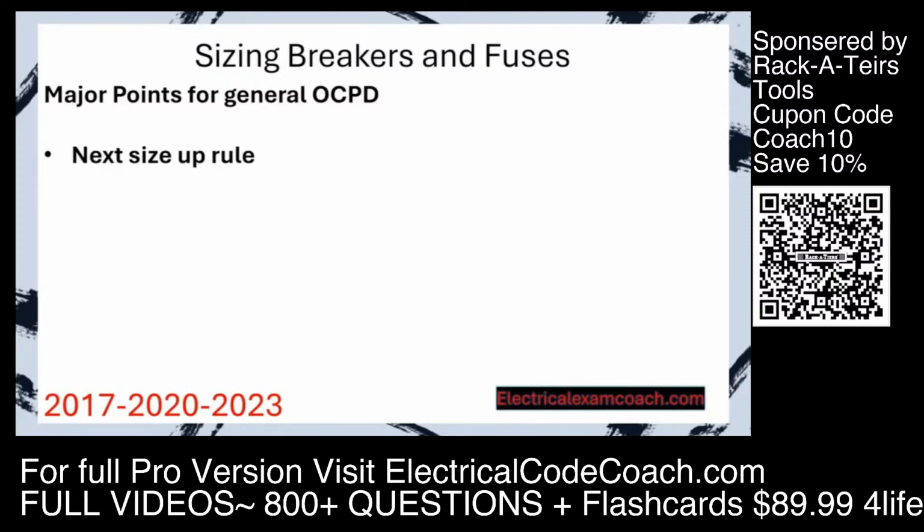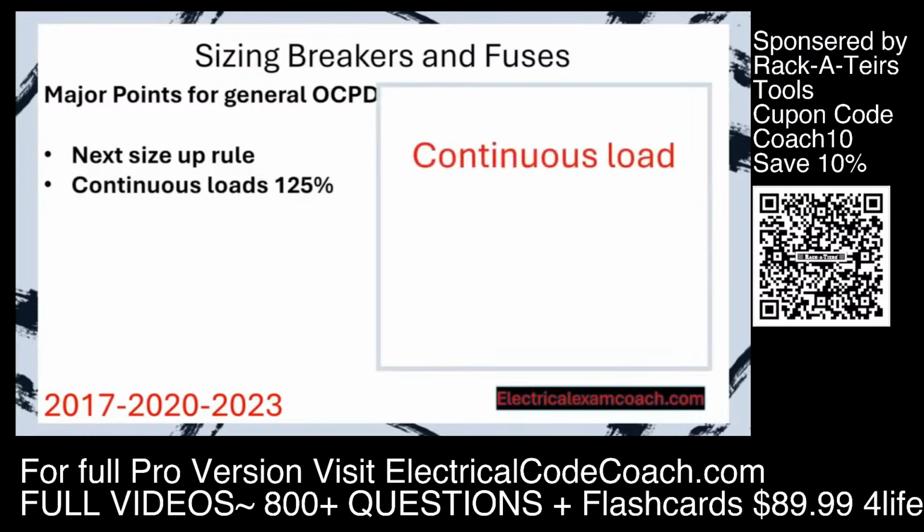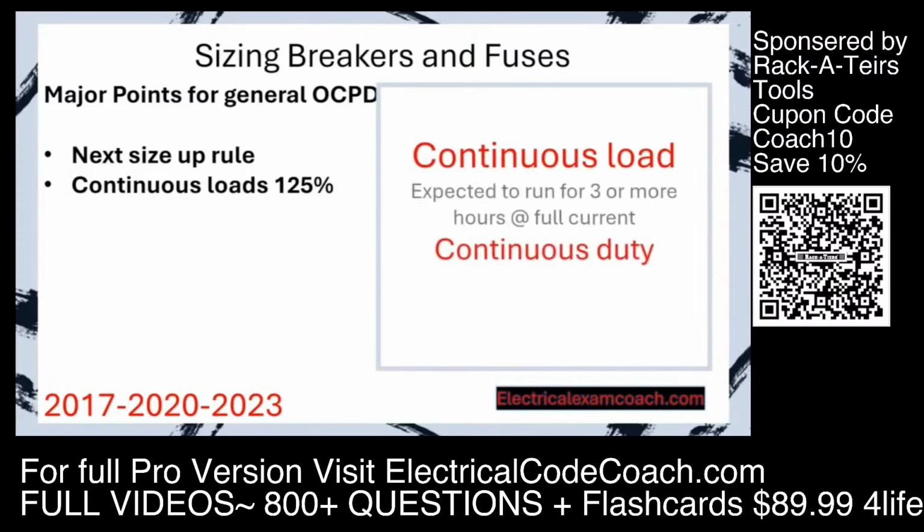The next major point is going to be continuous loads at 125%. There are two different names that you may see, continuous load or continuous duty. A continuous load is defined as expected to run for 3 or more hours at full current. And in the exam prep world, it's going to look like this. You have a load that's known to run for 5 hours, what would the blah, blah, blah, and it'll ask you for wire size or breaker size. Or it might say 5 hours or 10 hours. It doesn't matter how many hours it is.